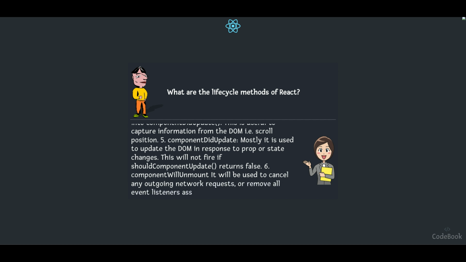6. componentWillUnmount, it will be used to cancel any outgoing network requests, or remove all event listeners associated with the component.